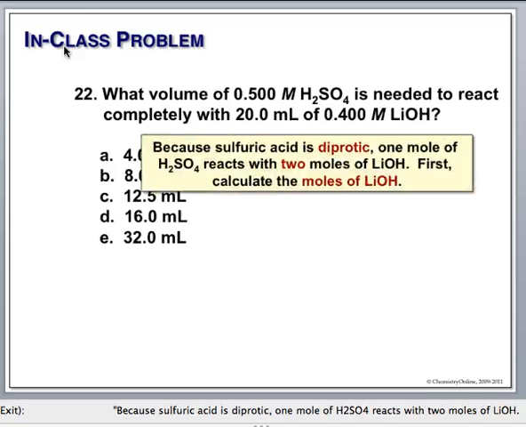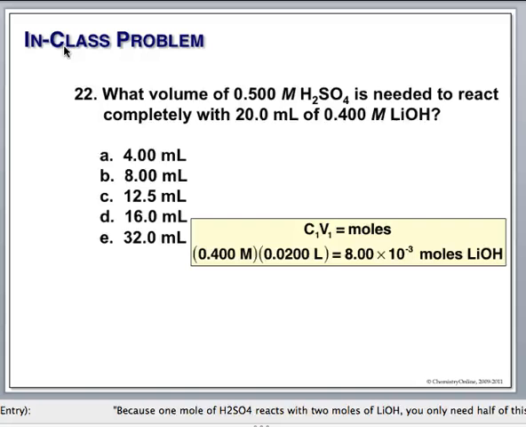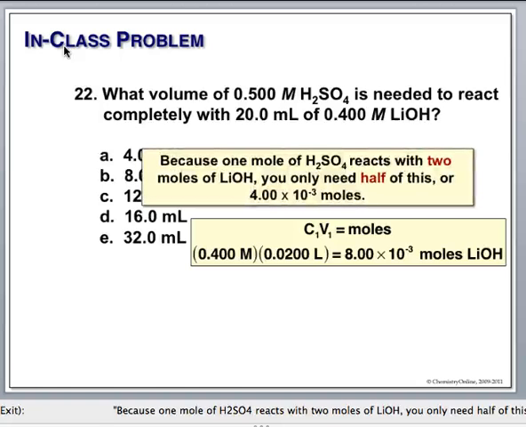Step 1, how many moles of base do we have? That's concentration times volume. We have 8 times 10 to the minus 3 moles of base. Now, 2 moles of base react with every sulfuric acid, don't they? So we only have half as many moles of sulfuric acid as we do base: 8 times 10 to the minus 3 moles of base, 4 times 10 to the minus 3 moles of acid. Again, because every acid gives 2 hydroniums.